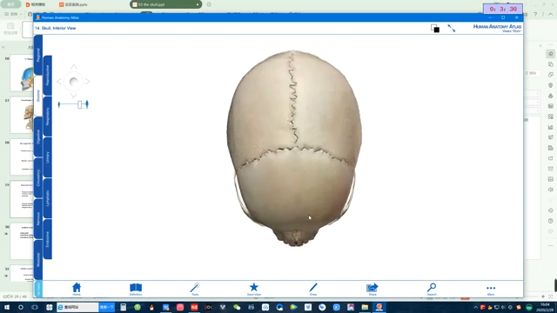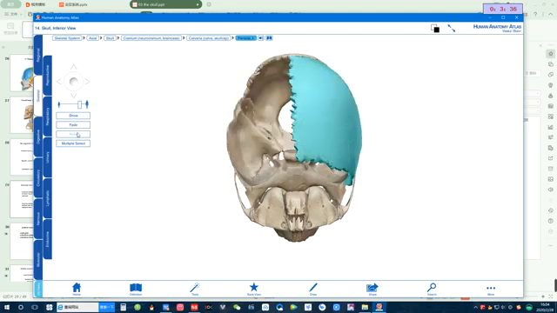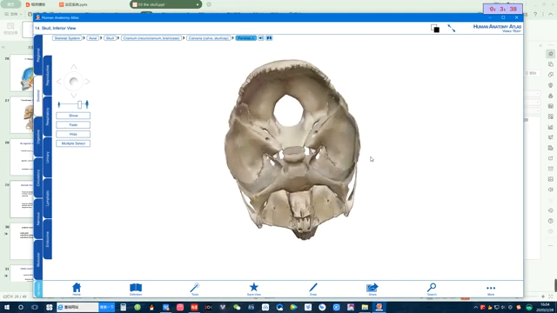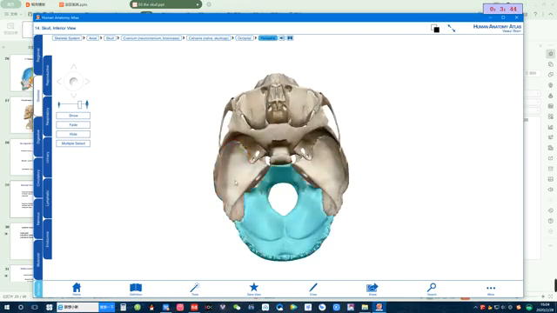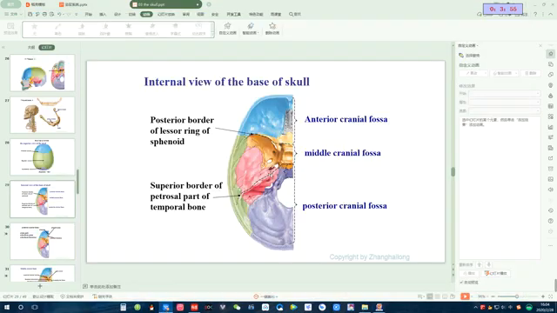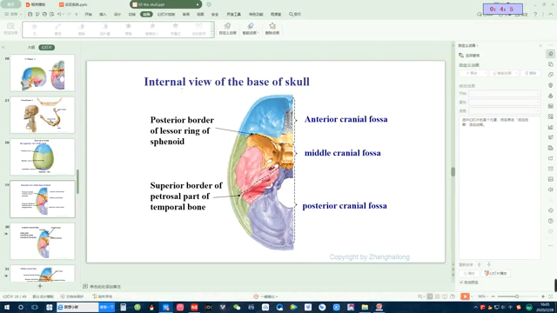Now, I'll open the skull. Hide it. Now, you see, this one is the base of the skull. And this one is the internal view of it. Internal means the inside of the base. Now you see this model is like this picture, but this picture shows only one half of it. Okay, they are the same.